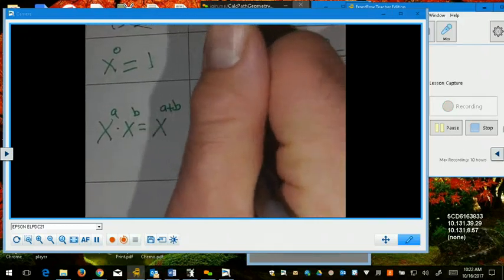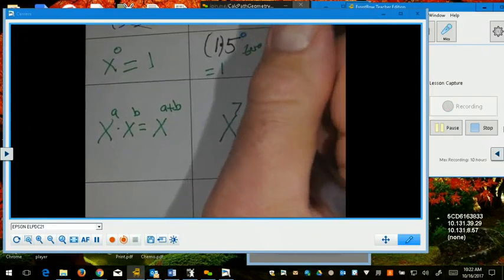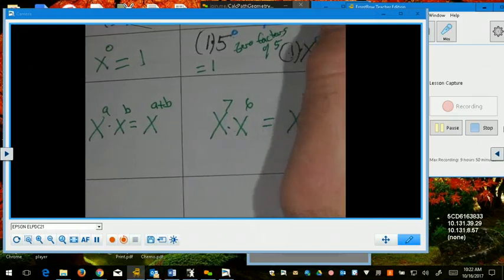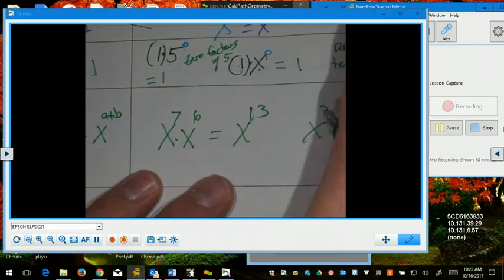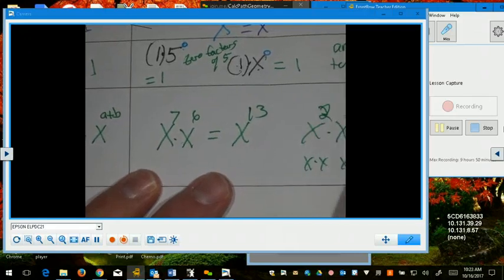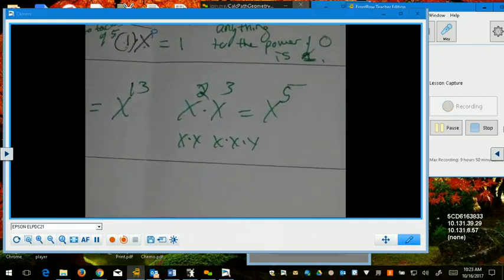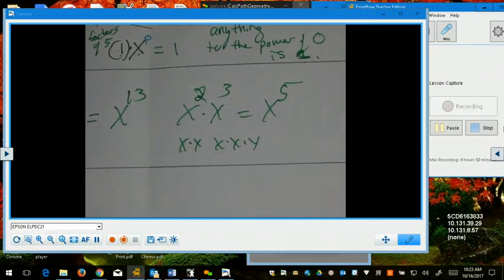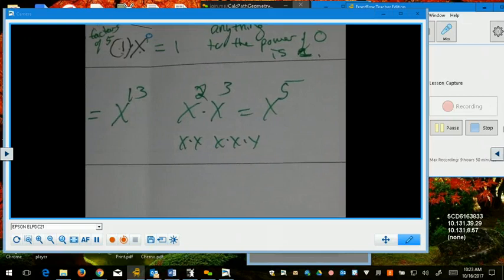So, x to the 7th times x to the 6th would be x to the what? 13th. X squared times x cubed, x times x, x times x times x, x to the 5th. I'm putting that on this, so if you reference this, you see the reason why. Go to the next page, or back to the original page, and try some of those problems. Let's do a couple together, though.